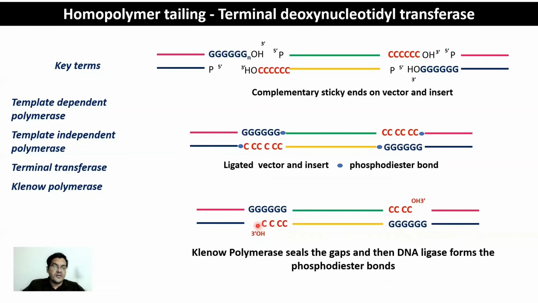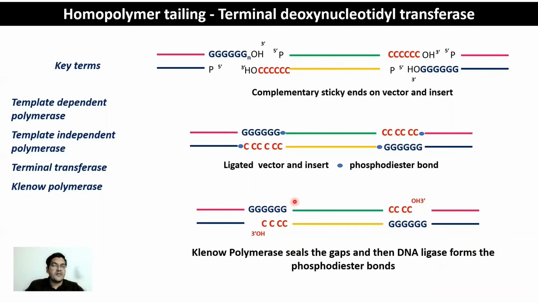Likewise, you'll have the filling of the gap here. Again, two more C's will be added, and accordingly the 3' OH end will keep moving forward. After this is done, you have basically the filling of the gap. Therefore, the ligase can now come in and form the phosphodiester bond, sealing the molecule together completely, right? So this is what happens when you use Klenow polymerase along with DNA ligase. This is what is normally done in the case of homopolymer tailing.